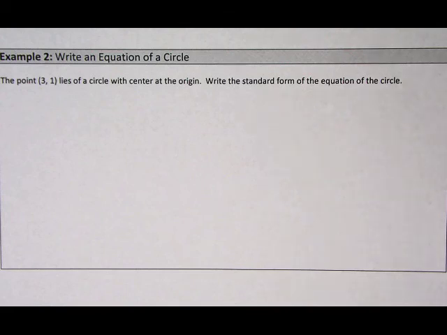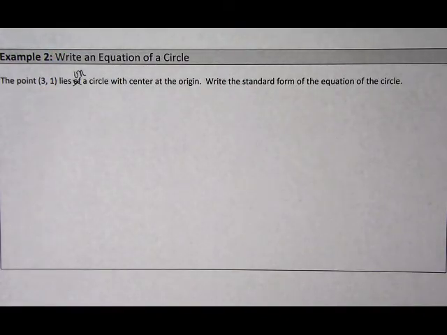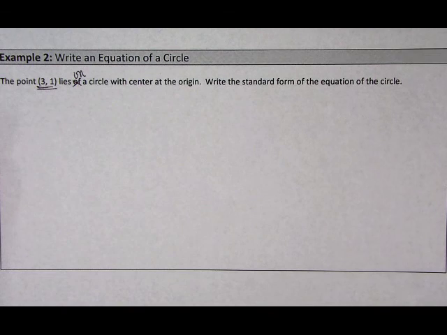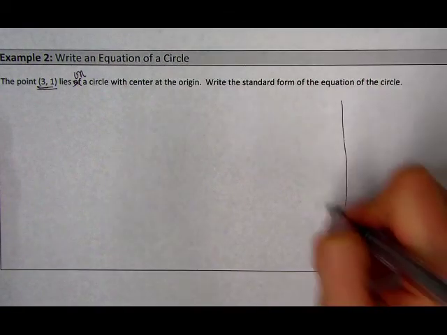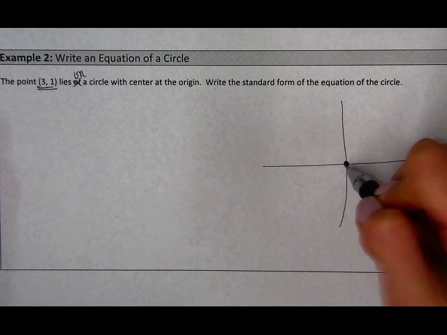So moving on to example 2, our last example in this packet. We want to write an equation of a circle, given the fact that we have a point that lies on a circle with the center at the origin. So we want to come up with the equation given that one of the points lies at 3, 1. I'm just going to go through really quick and sketch what this looks like. Obviously our center is going to be at the origin.